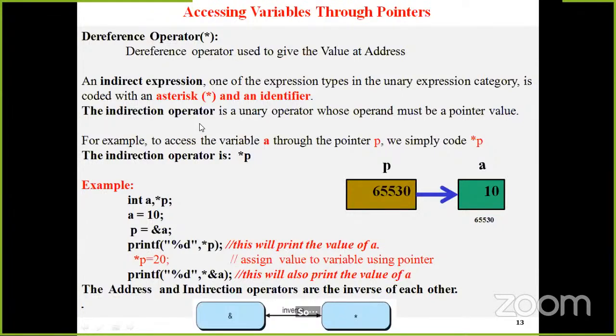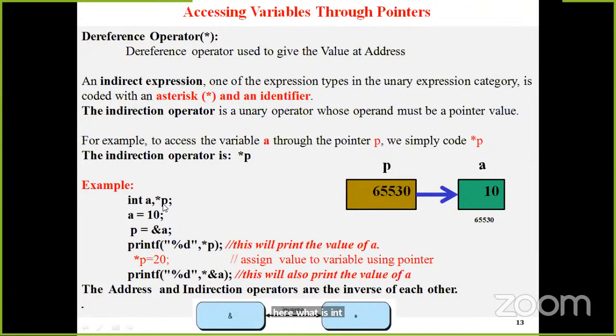Dereferencing operator. You see here, let us take a. A is a variable, int a. In the location of a, initially some garbage value will be stored, and the location has an address, say 65530. At address 65530, the variable a is created. And also one more, int star p.